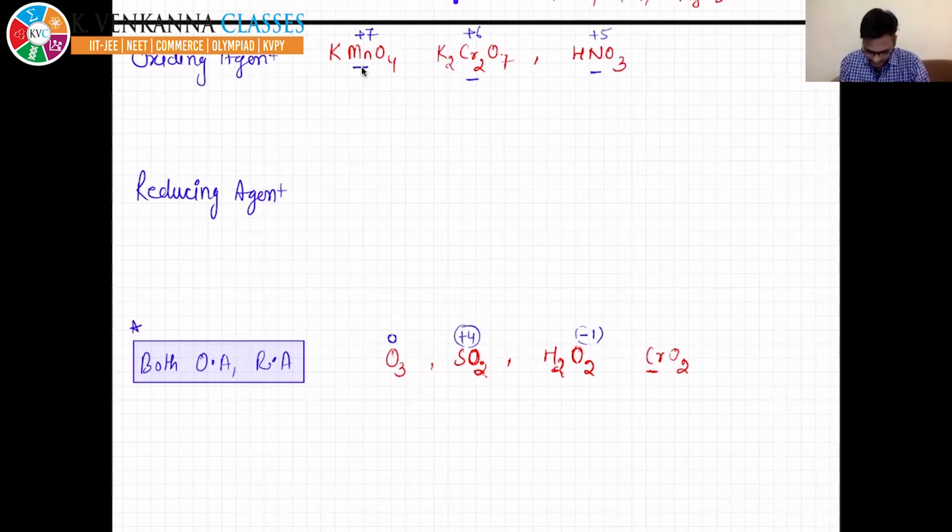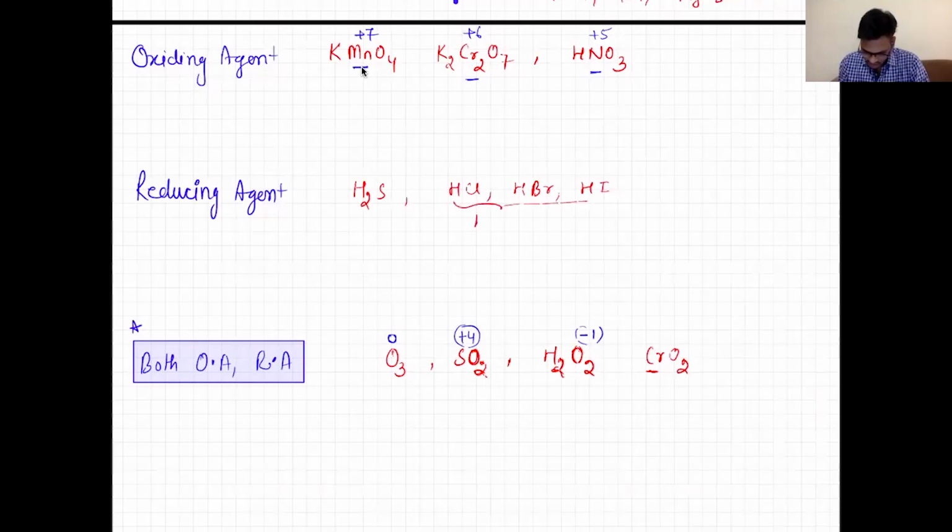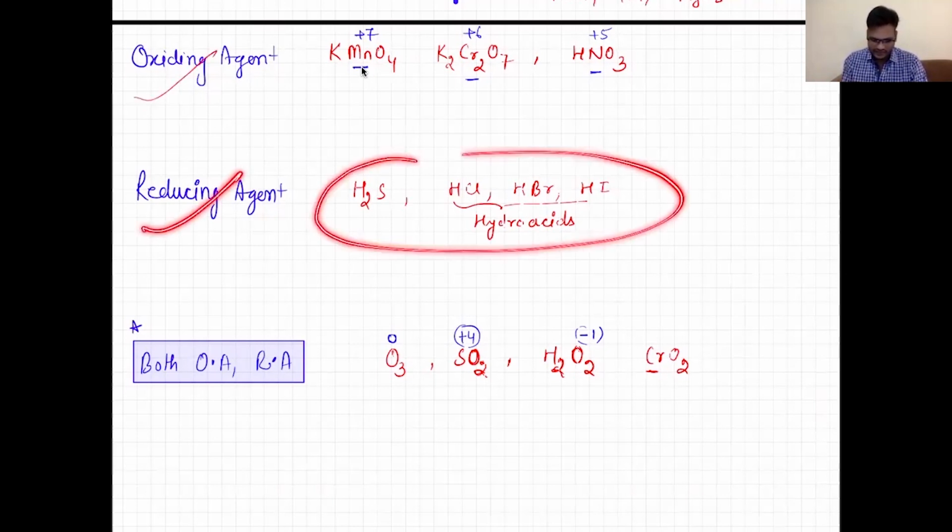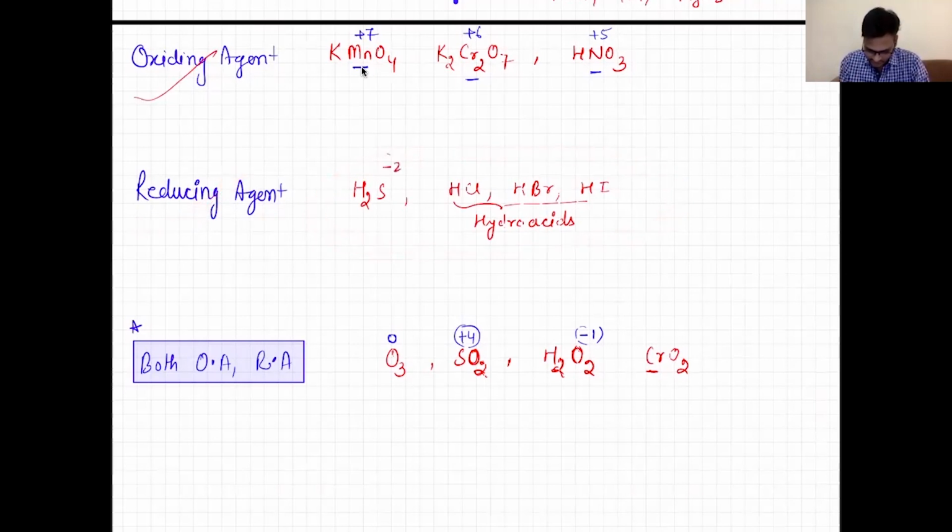Reducing agents: if you want to write, H2S, and all the hydro acids, HCl, HBr, HI, these are known as hydro acids. If something is present in its maximum, then it will be classified as an oxidizing agent, and if something is present in its minimum, then it will be classified as reducing. Here you will see sulfur in -2, chlorine -1, bromine -1. This is the minimum, and in the above case, this was the maximum.